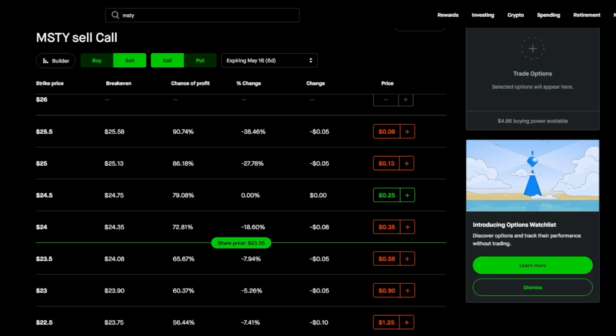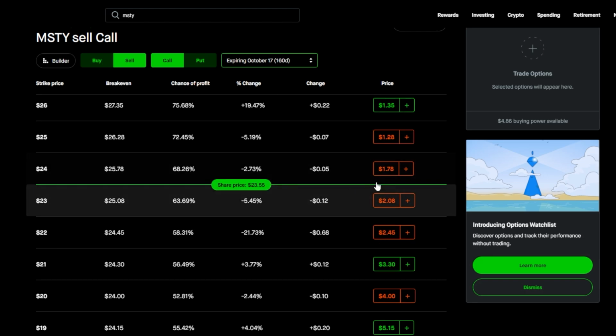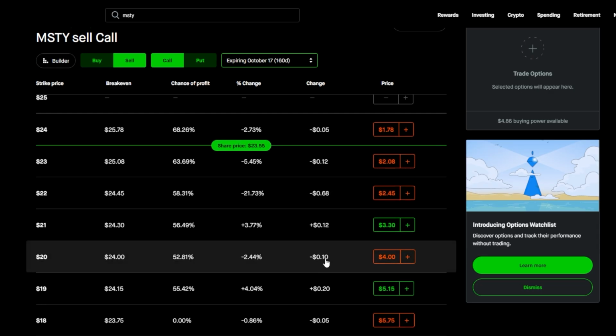So as of right now, if I bought 100 shares of MSTY for $2,355 altogether, I can then go to the longest out expiration date, which as of right now is October 17th or 160 days away. And what I could do is I could sell an at the money call, or I could even go in the money and sell an in the money call, let's say at $20 per share with $4 a premium.